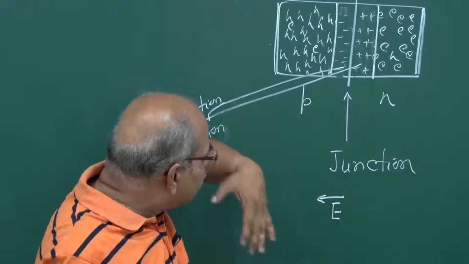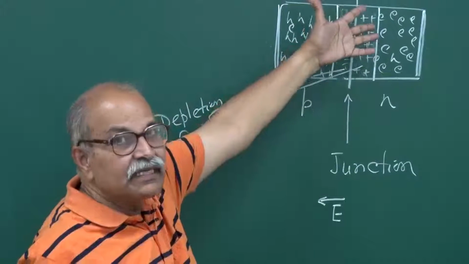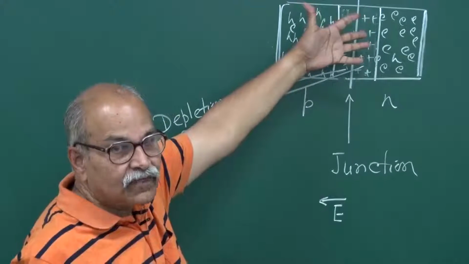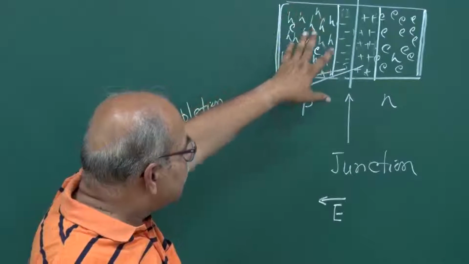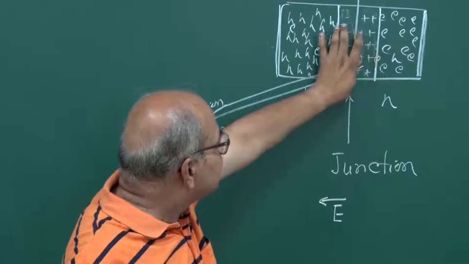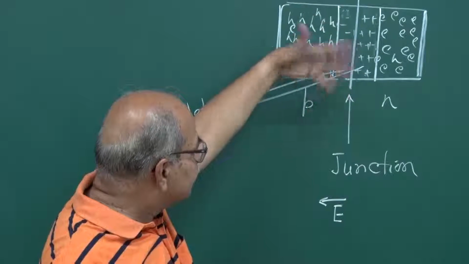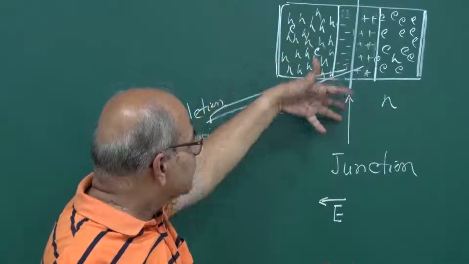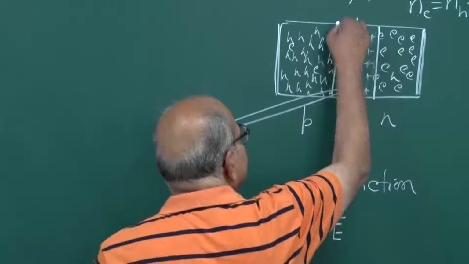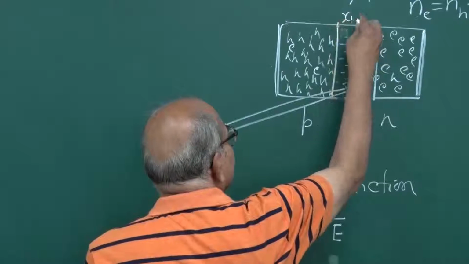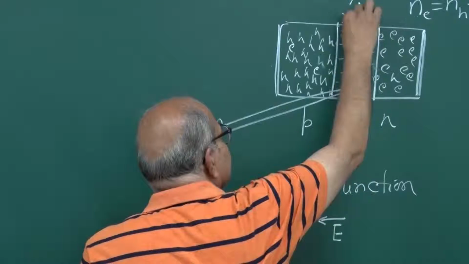But if you talk of energies, these energies will be up and these energies will be down. Okay, so let me talk today about a relation between these widths, the potential difference, the electric field and all those things. Let us make some calculation on that. Suppose this width is x1 here and this width is x2 here. So this is the junction line.